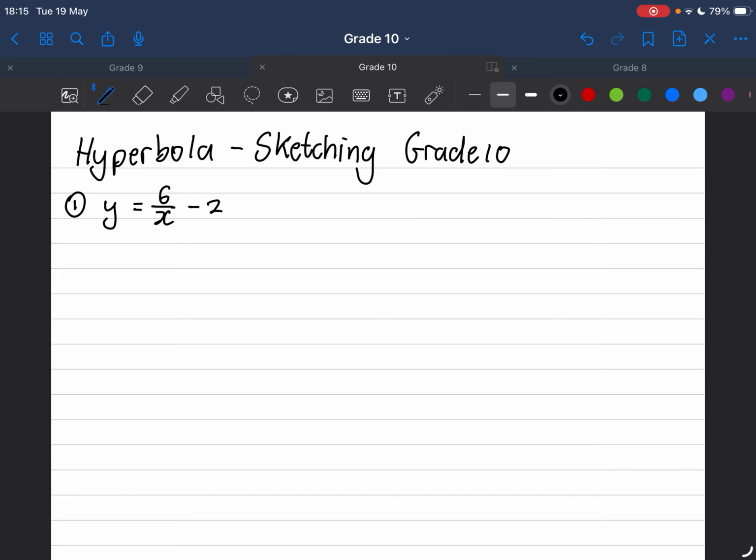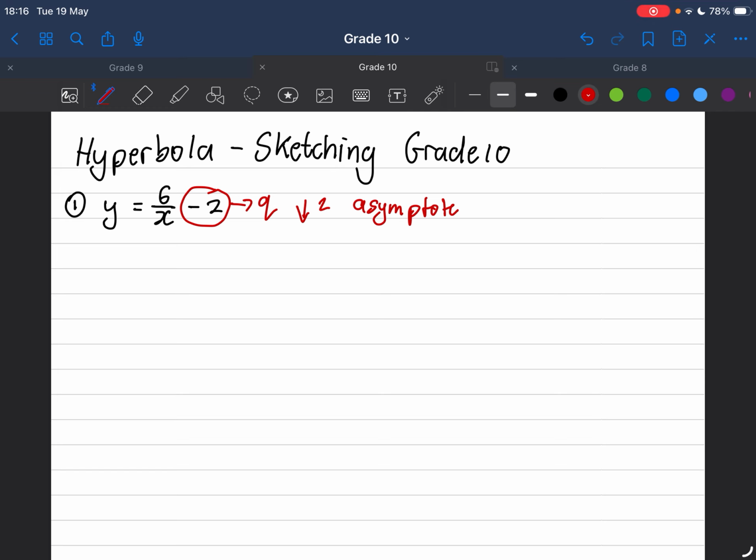So let's see what's the process to sketching this. The first thing is this -2 tells us something. If you've already watched the previous video, you should remember that -2 is your q value, which is your vertical shift. So it means we've moved our graph down 2 units. It also means that that's our asymptote.